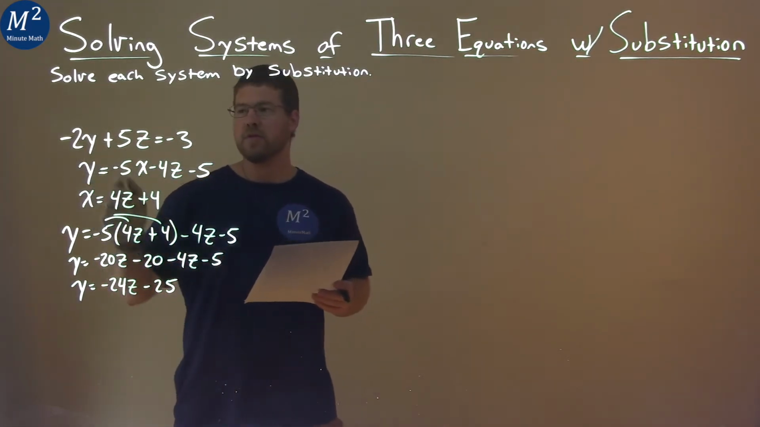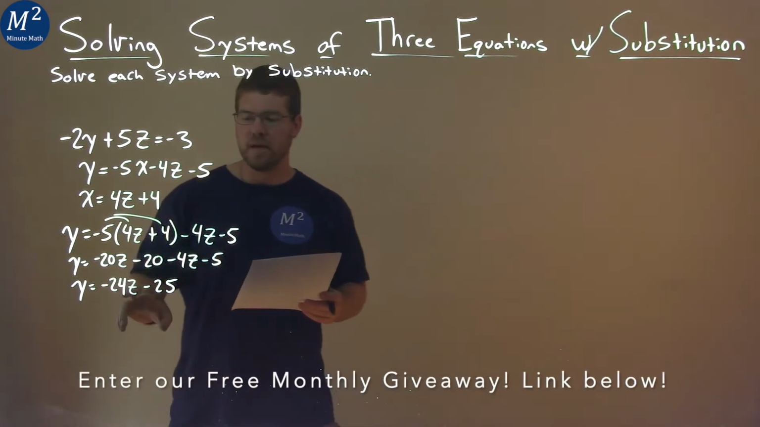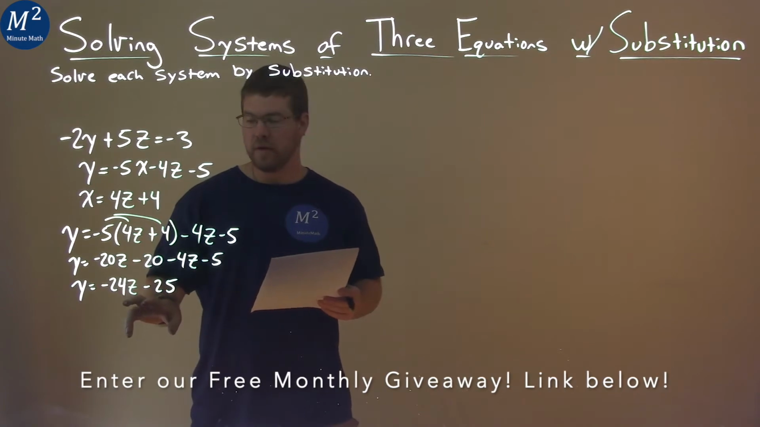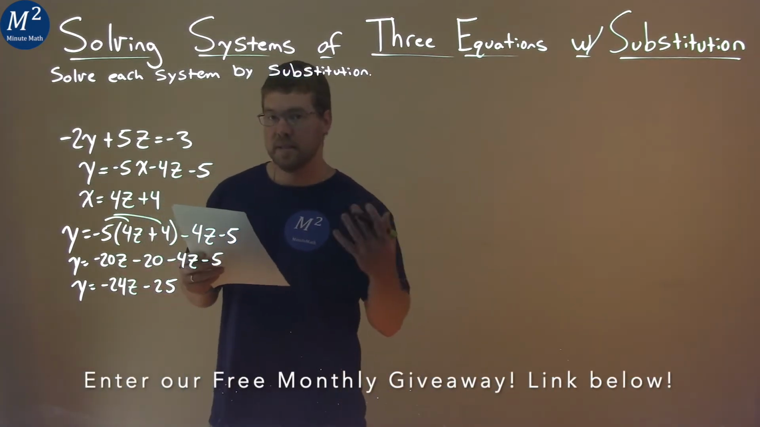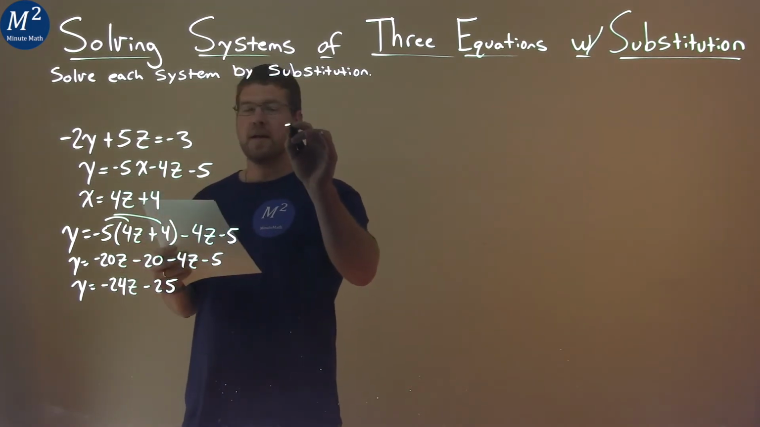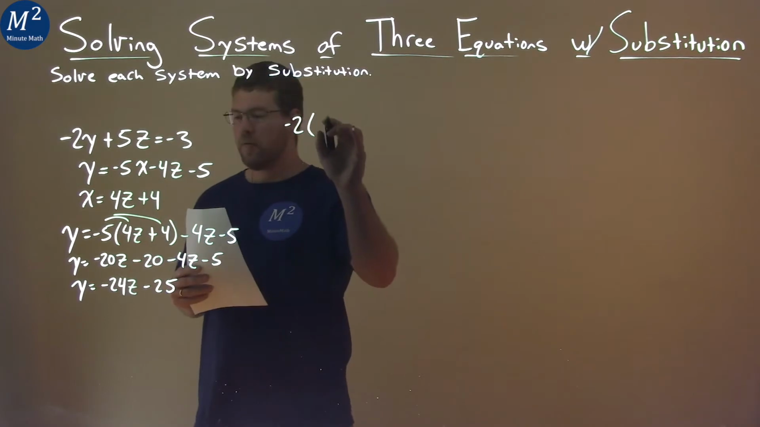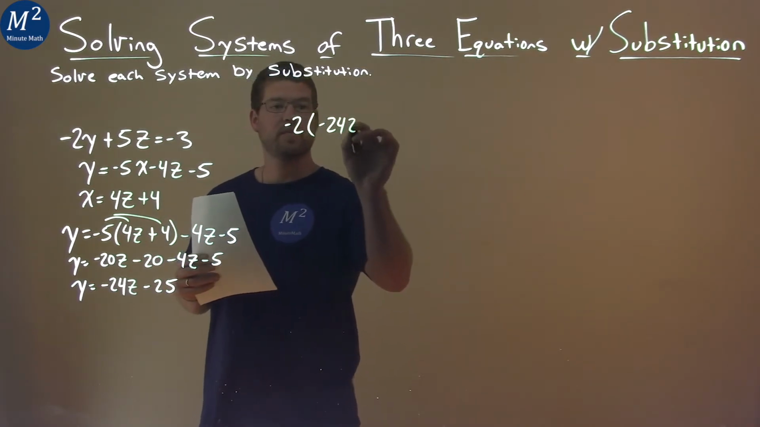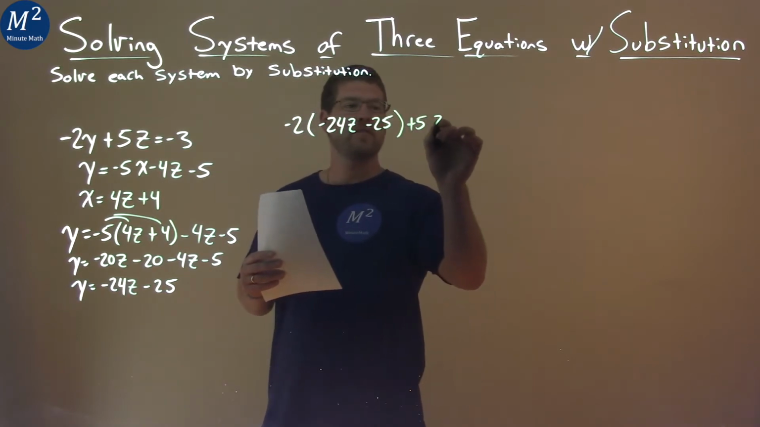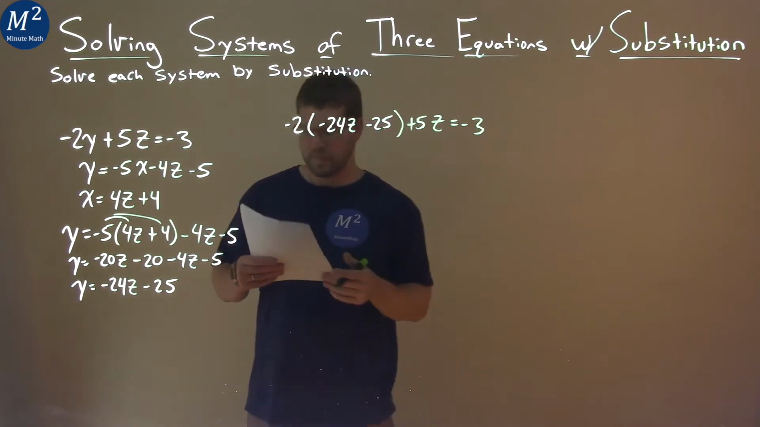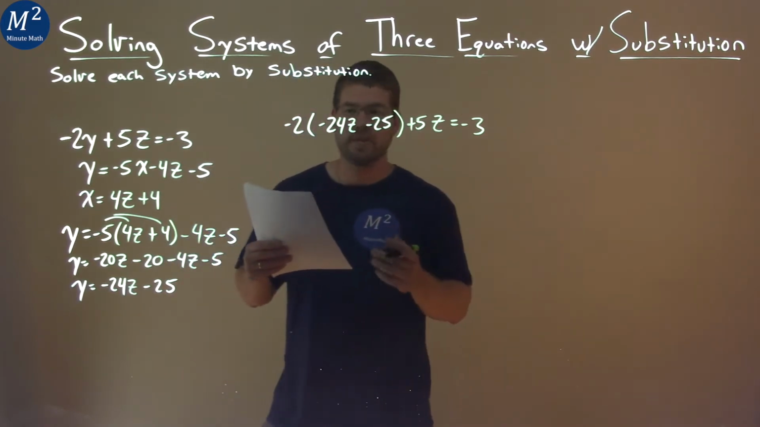Our first equation has y's and z's in it. That's it. There are only two variables. So I'm going to take this equation for y and plug it in here. And that will get us an equation with only z's. So we take a negative 2, and instead of y, we put in this whole negative 24z minus 25, and then we have plus 5z equals a negative 3. Then what we want to do is simplify and solve for z.